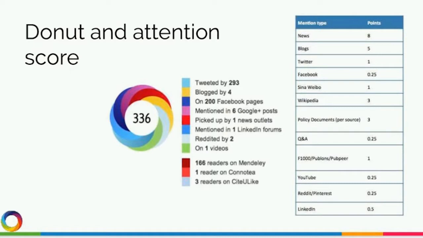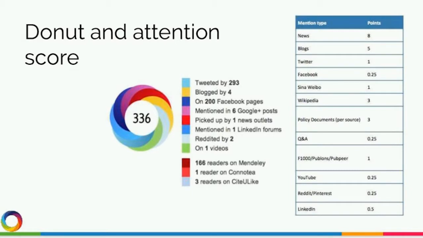And then we have the attention score. So this should never ever be used on its own as an indicator of impact. It is an indicator of the amount of attention that an item has received. So each attention source contributes a different weighting to the score. So for example, every time we find a mainstream news article, something like if your research gets mentioned in the BBC News and we pick that up, that will contribute 8 to the score.